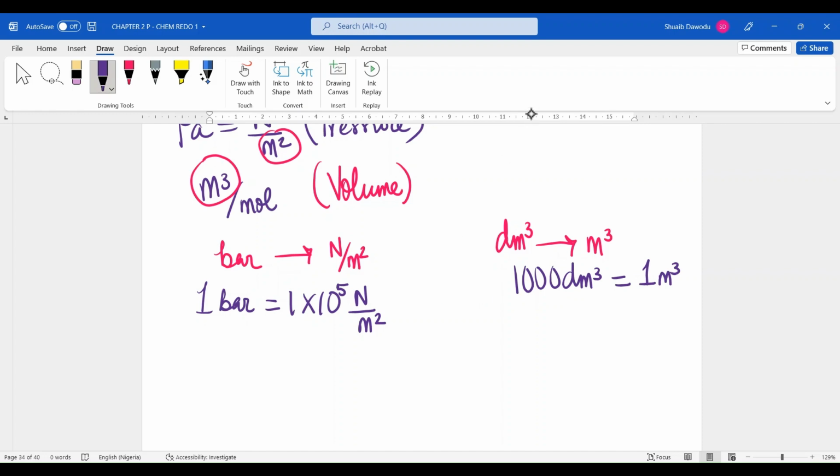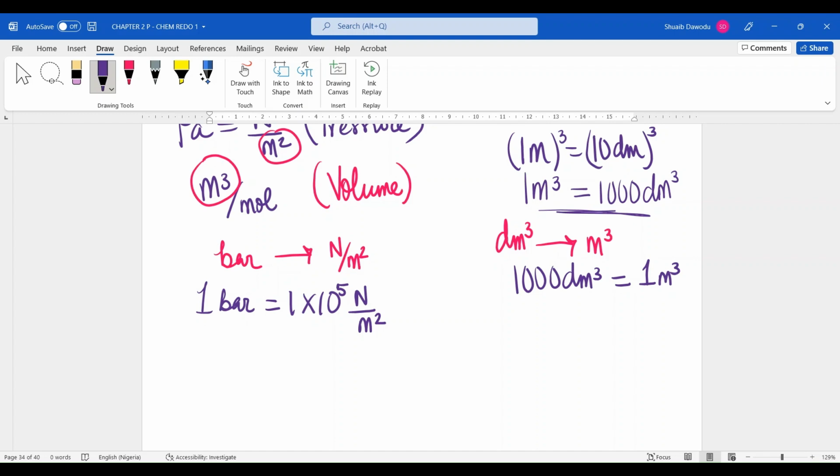For those of you who don't know, let me just do a short explanation. 1 meter is going to give you 10 decimeter. So if you want to cube it and take it from length to volume, which just involves cubing, you have 1 times 1 times 1, which gives you meter times meter times meter, which is meter cube. And then you have 10 times 10 times 10, which gives you 1000 decimeter times decimeter times decimeter, which is decimeter cube. So that is what's going on here, and that's basically how we got it. I don't want anyone to be confused.